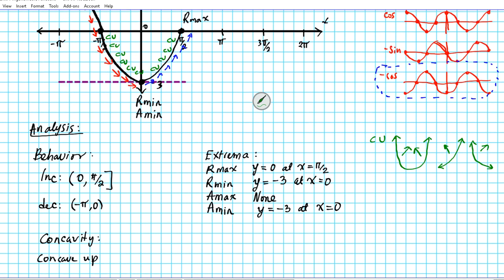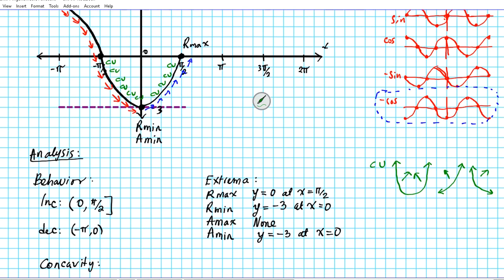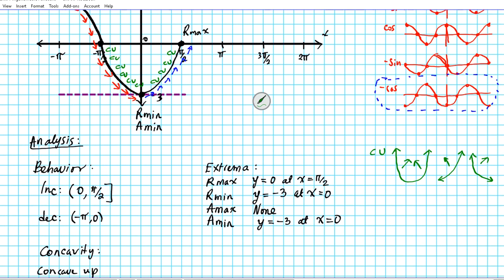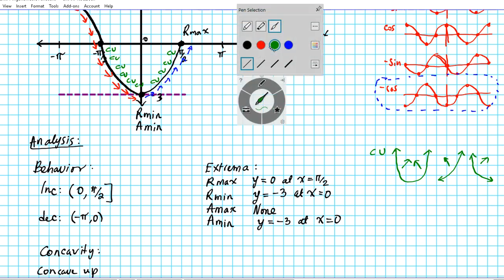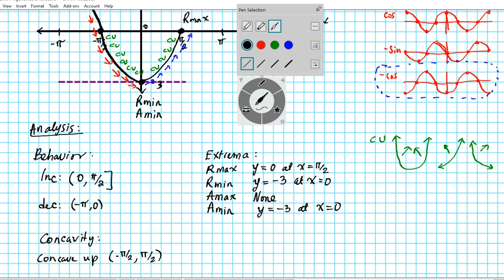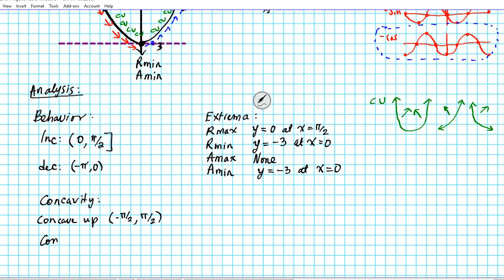So it's concave up from negative pi over 2 all the way to pi over 2. Alright, let's put that in there. So it's concave up from negative pi over 2 all the way to pi over 2. Now how about your downward opening concavity? Where is the graph concave down?